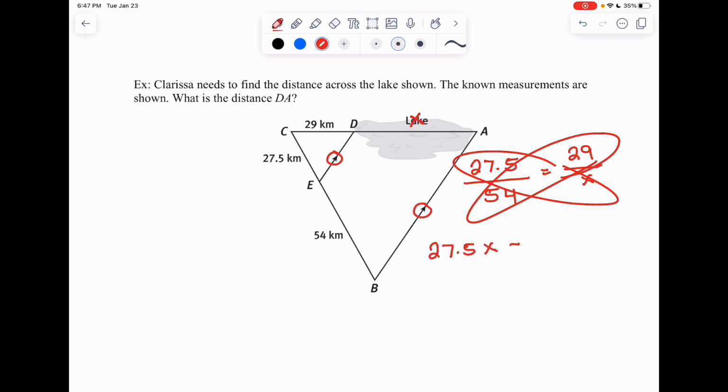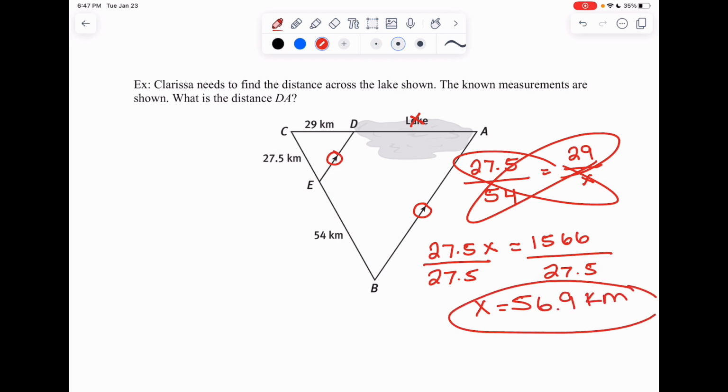27.5x equals 54 times 29, which is 1,566. And if I divide by 27.5, I get that x is equal to 56.9 kilometers. That was a lot quicker than how we did the first problem with adding the two measurements together.